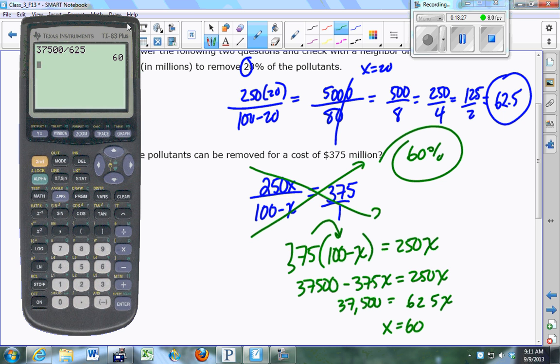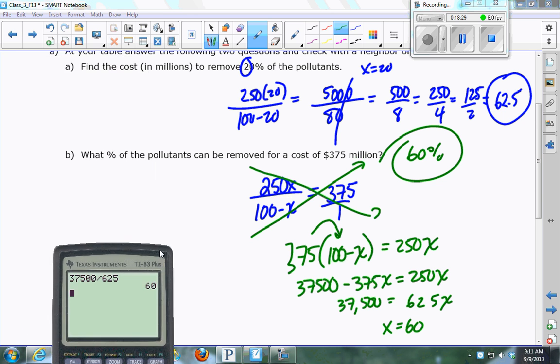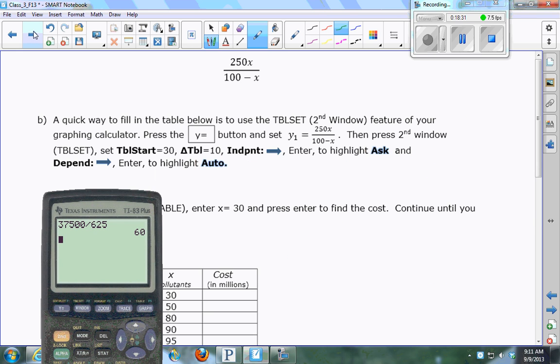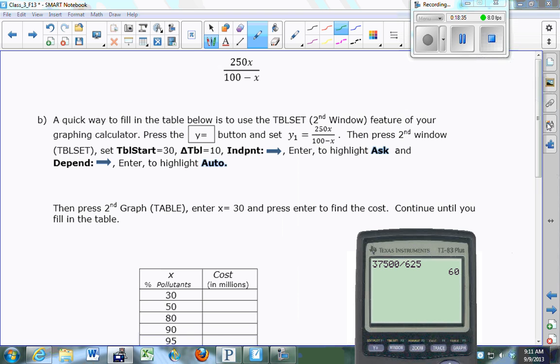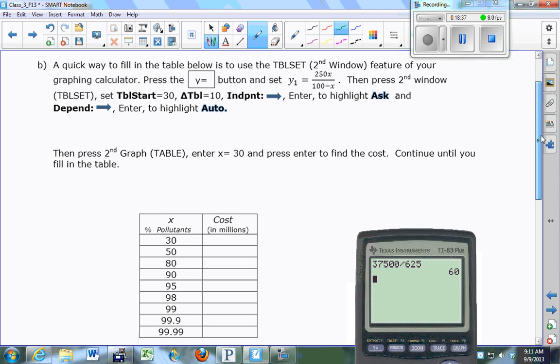Okay, so one of the things that we want to show you today with this particular problem is how you can use your graphing calculator to do a lot of this plugging in the work for you. If you've never done this, this is a great little feature. So this summer when I wrote this up, I tried to highlight all of the pieces of your calculator that you're going to use here. So a quick way to fill in a table.